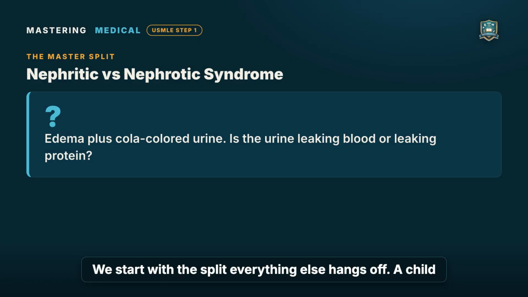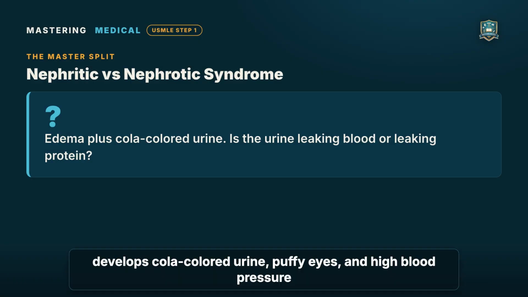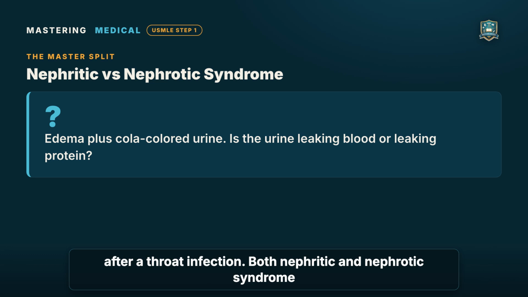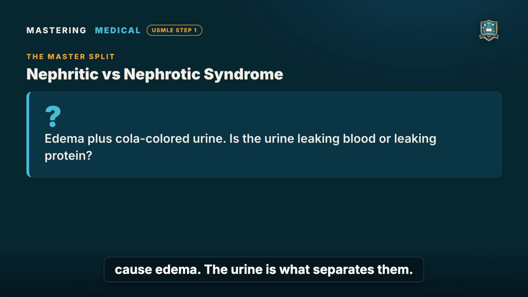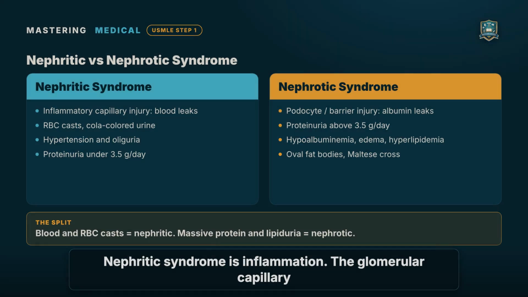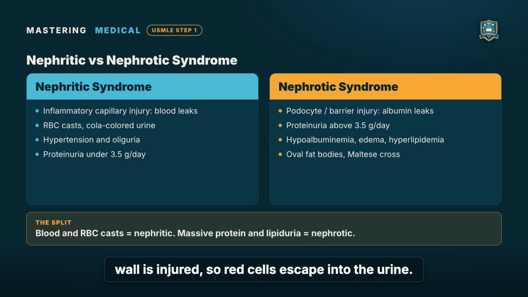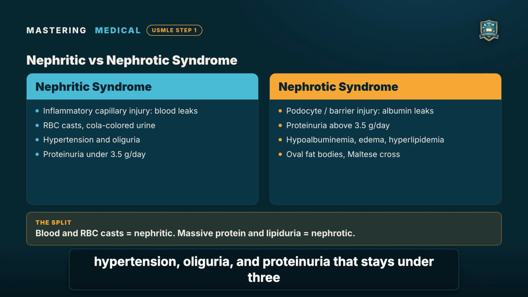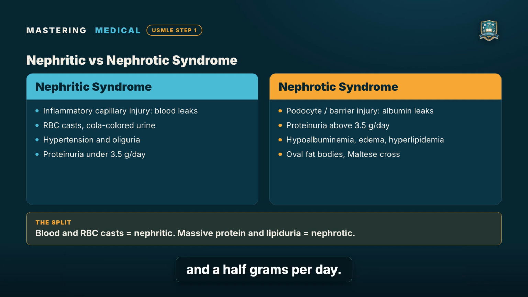We start with the split. Everything else hangs off it. A child develops cola-colored urine, puffy eyes, and high blood pressure after a throat infection. Both nephritic and nephrotic syndrome cause edema. The urine is what separates them. Is it leaking blood or is it leaking protein? Nephritic syndrome is inflammation. The glomerular capillary wall is injured, so red cells escape into the urine. You get red cell casts, cola-colored urine, hypertension, oliguria, and proteinuria that stays under 3.5 grams per day.